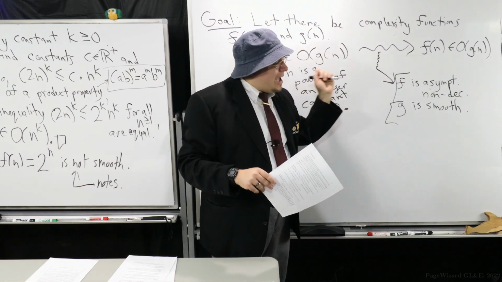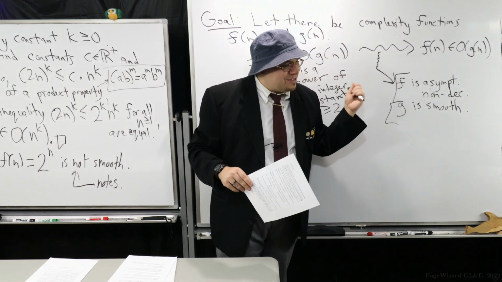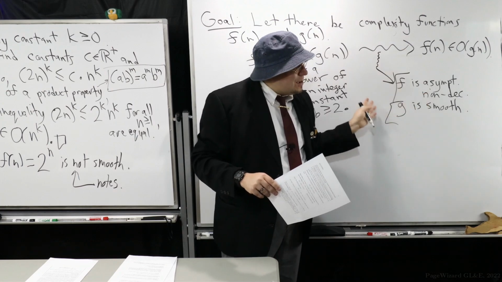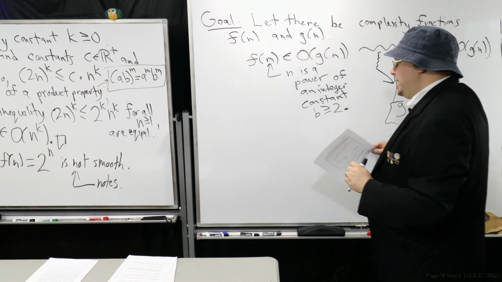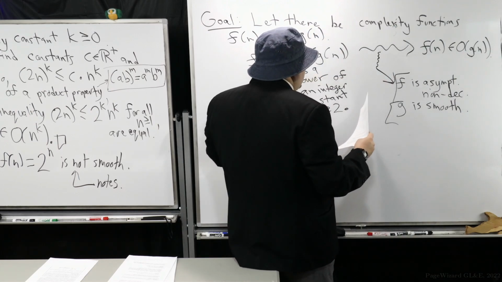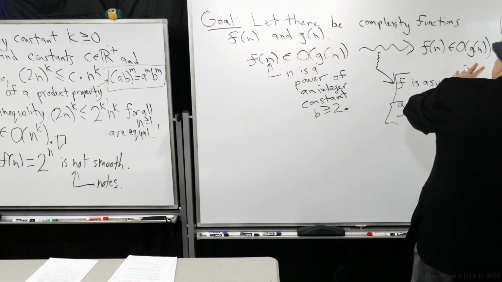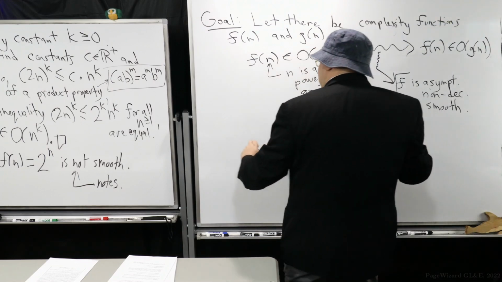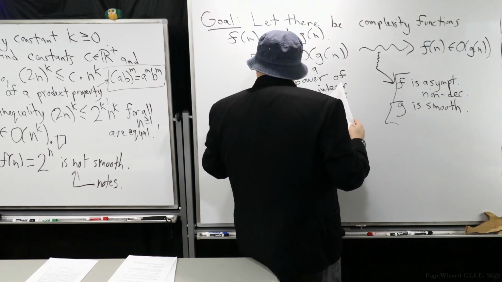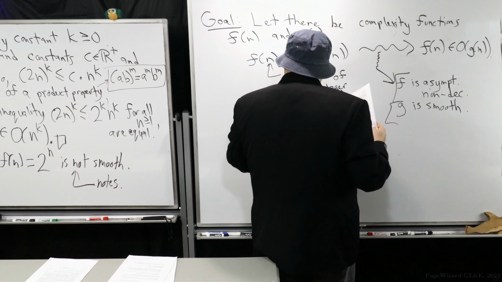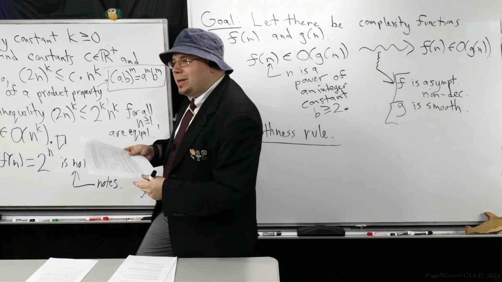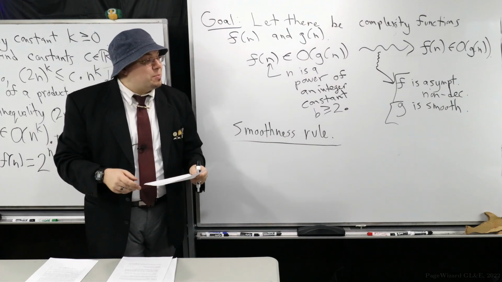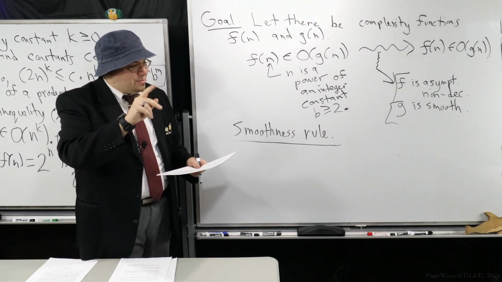You don't have to do any other work than just invoking this smoothness rule, as long as you know that you have these two properties. So this is a very nice shortcut for your analysis. And I've got to show you how you go from here to there. That's my goal. So this is what we call the smoothness rule. My goal here is to prove to you the smoothness rule. But to do this, I need some more machinery to make that work.